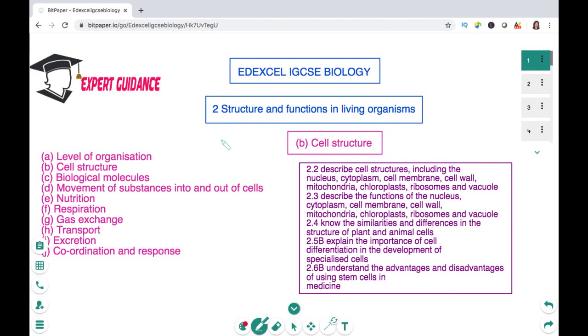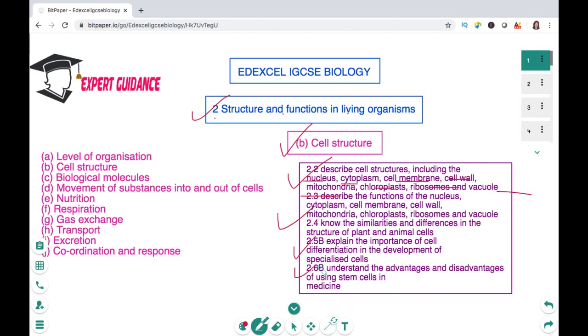Today in this video we'll be covering the topic of cell structure of the Unit 2 Structure and Functions in Living Organism of Edexcel IGCSE Biology. Now in this video we'll be looking over the different cell structure, the nucleus, cytoplasm, cell membrane, cell wall, mitochondria, chloroplast, ribosomes and vacuole. We'll be looking over the difference between a plant cell and an animal cell. We'll also look over the importance of cell differentiation and the advantages and disadvantages of stem cells.